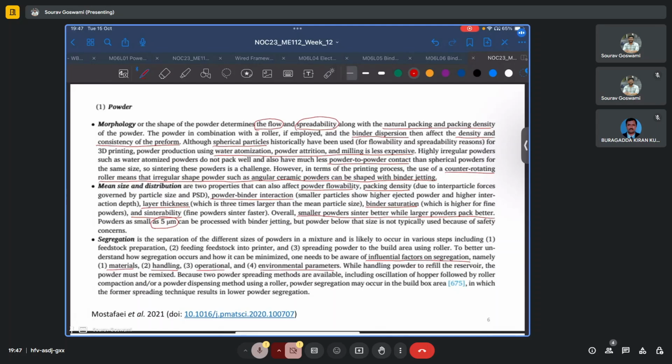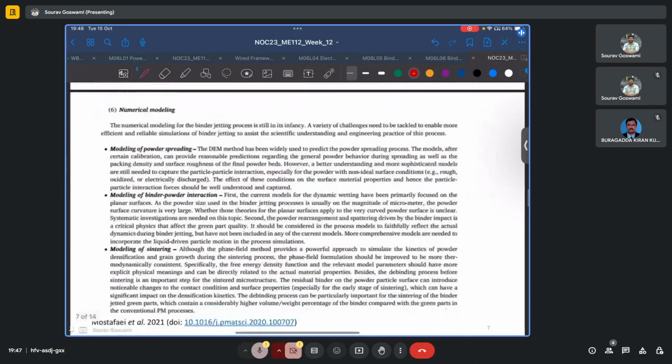While handling powder to refill the reservoir, the powder must be remixed. Two powder spreading methods are available, including oscillation of hopper. So the hopper need not simply dispense the powder under the action of gravity. It can also be subjected to an oscillatory or vibratory motion, followed by roller compaction, and a powder dispensing method using a roller. Powder segregation may occur in the build box area, in which the former spreading technique results in lower powder segregation.